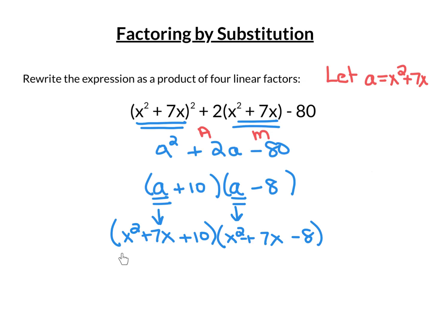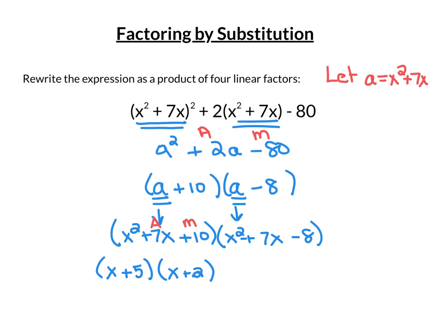So here we have a trinomial where the leading coefficient is 1. So we know we set up 2 sets of parentheses. Since this is an x squared, we're going to put an x and an x. And let's come up with 2 numbers that add to 7 and multiply to 10. So 5 and 2. So we're going to have a positive 5 and a positive 2.